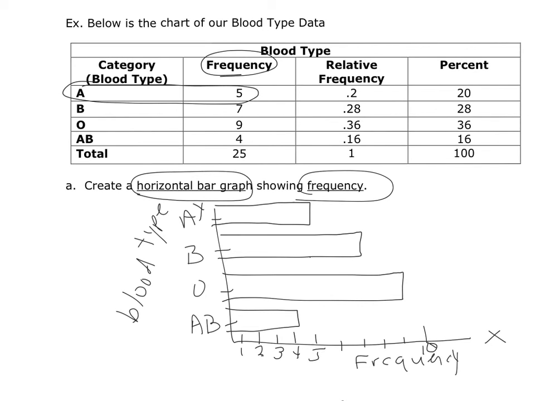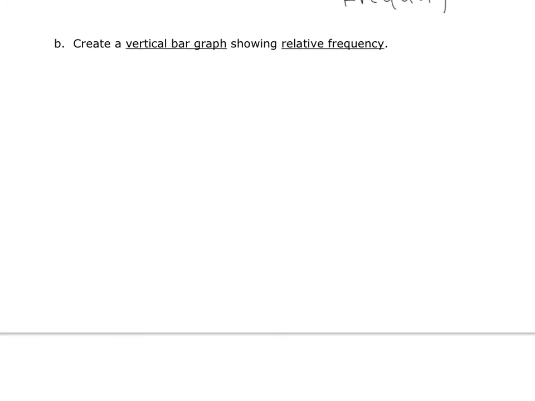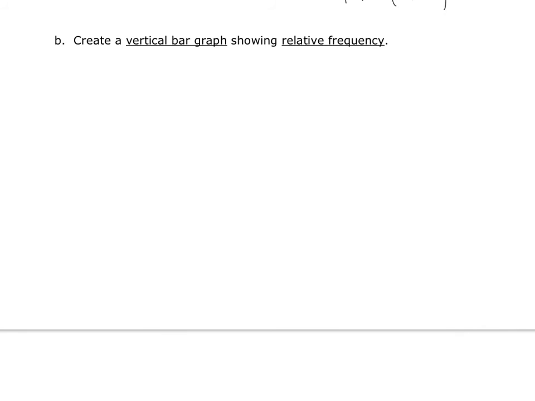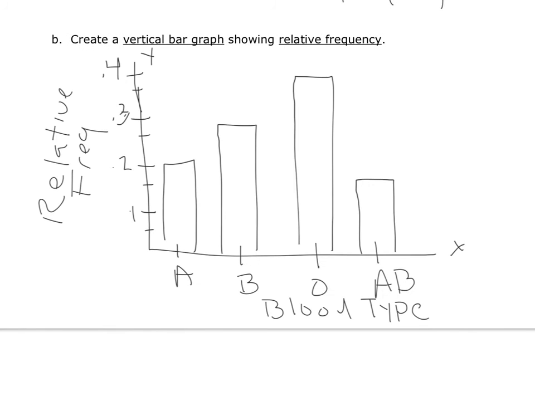So what does that tell us about the data? It's very easy to see which one's the longest bar, which one's the shortest bar, so which one occurs the most, O, and which one occurs the least, AB. Those kinds of things are very easy to see from a bar graph rather than just looking at a bunch of data. Now I want you to take a minute and try to make your vertical bar graph showing relative frequency. Go ahead and pause your video and do that.